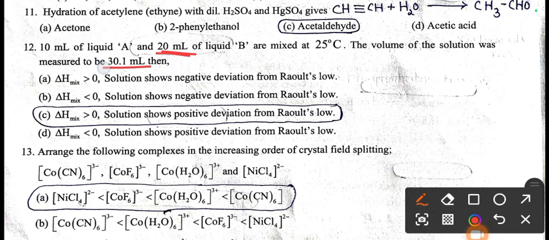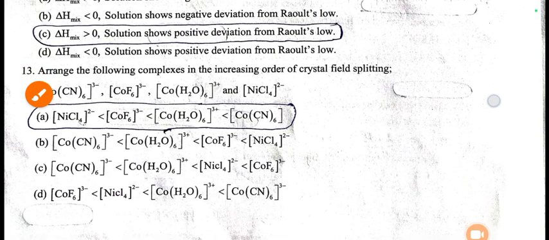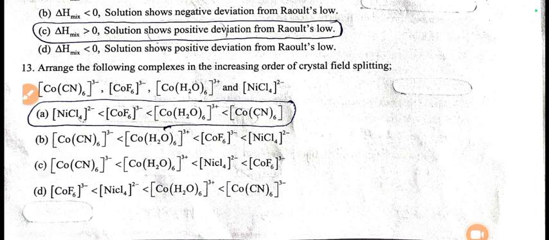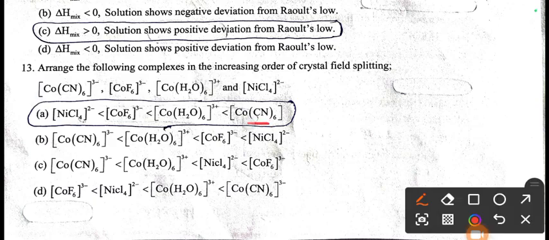liquid B, you will get 30.1 ml. So volume is going to increase. So delta H mix is greater than 0, which means it will show positive deviation from Raoult's law. 13th question, arrange the complexes in the increasing order of crystal field. So strong ligand is cyanide and weak ligand is chlorine. So option A is the right answer for this question.